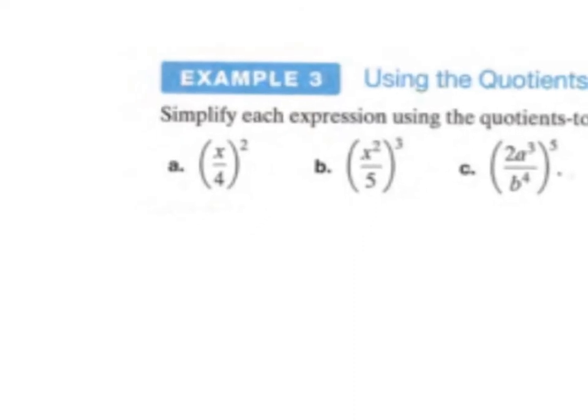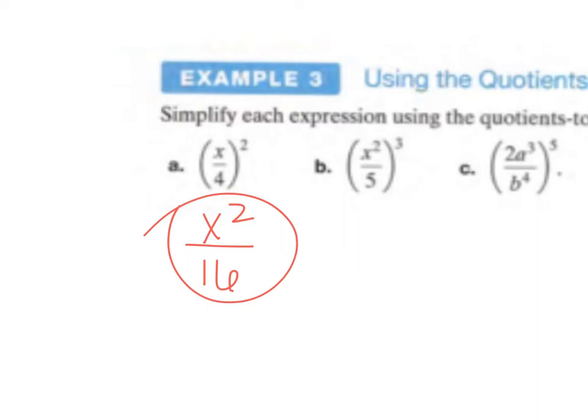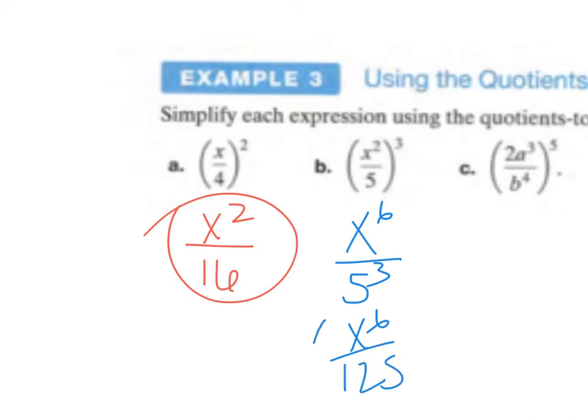Now, just like we had a power to a power in multiplication, we have the same thing in division. I'm going to distribute. This becomes x squared over 16, and there's my answer. Now when we have a power to a power with the letters, we multiply them, so 2 times 3 is 6, but 5 to the 3rd power, which I believe is 125, is our answer for that.